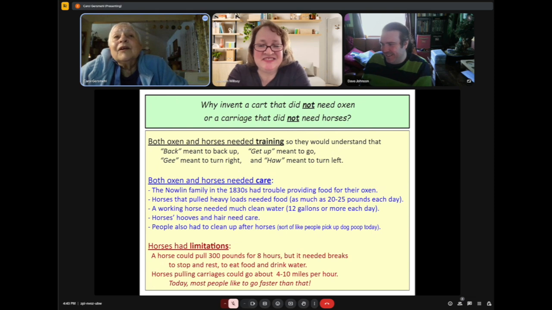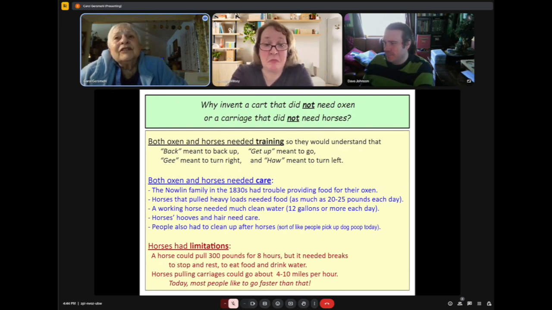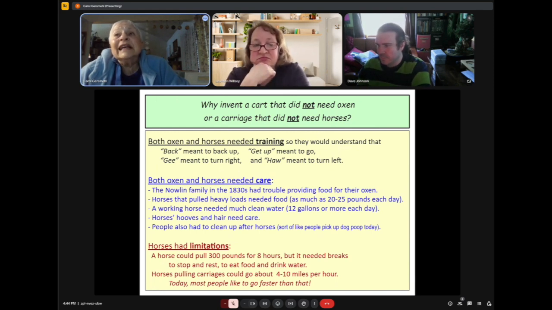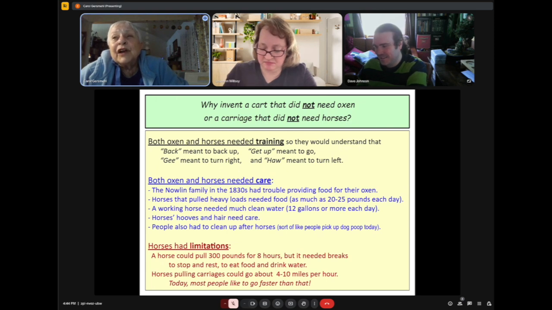Horses and oxen both need care. You'll remember that the Nolans got into terrible trouble because they had trouble providing food for their oxen, and their oxen died. Horses eat a lot. One horse eats 20 to 25 pounds of combination of hay and grain like oats. This is not putting a little bit of food in a bowl for your dog. This is a lot of food to carry out to your horse.